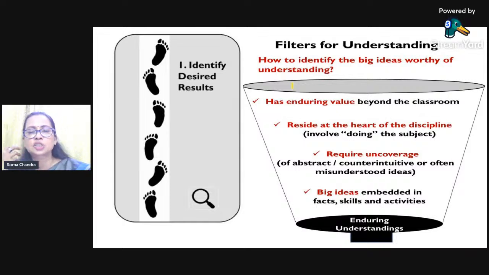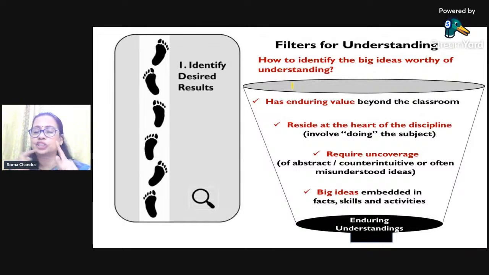Inquiry based. Does it spark deep questioning and exploration among students? And even transferability. Can students apply it in different contexts? And the last and very important is misconceptions. Does it challenge students' assumptions or require deeper thinking? So, a lot of talking.